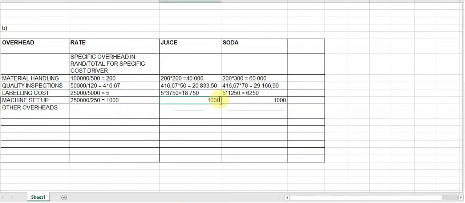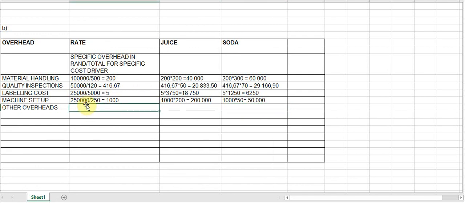So I need to times here by 200. I need to times the soda by 50. 1,000 times 200, that gives me 200,000. And 1,000 times 50 gives you 50,000. And there we are complete. We have completed the machine setup overhead allocation.